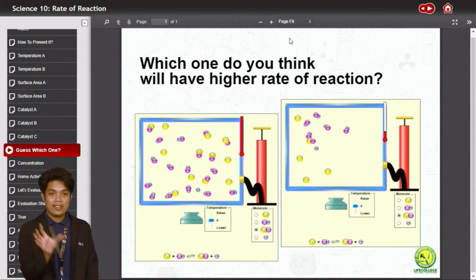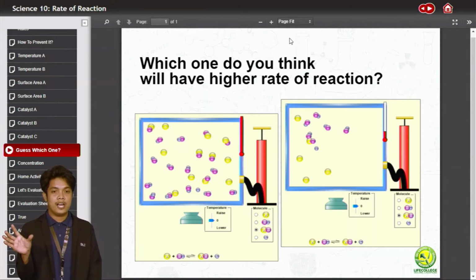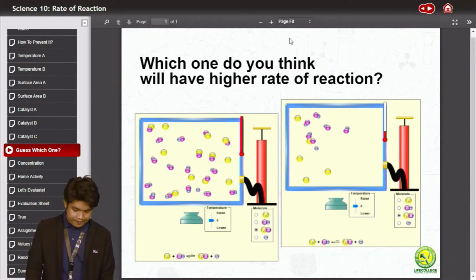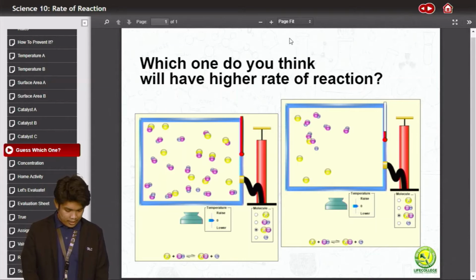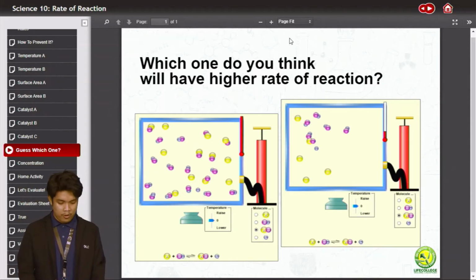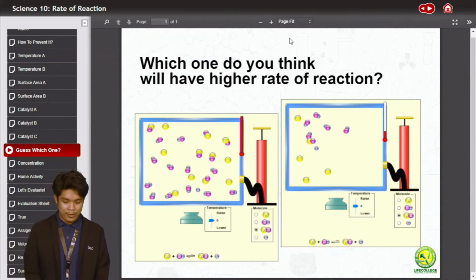Okay, so in those two situations in our simulator, which one is faster, the right side or the left side? Jessica said the left one. Okay, so why do you think so, Jessica? Jessica replied, because there will be more chances of fruitful collision to happen.